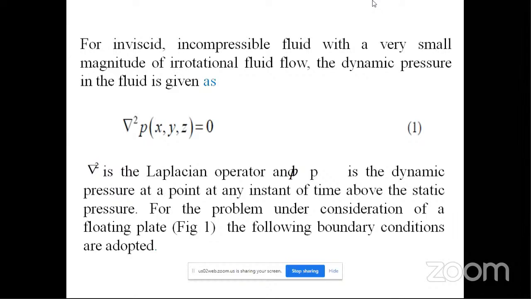This p is the dynamic pressure given by the fluid to the platform. Now del square p equal to 0 is the basic equation. It will be solved with different boundary conditions. The same equation will give different results for different boundary conditions. In a differential equation, boundary conditions are important.